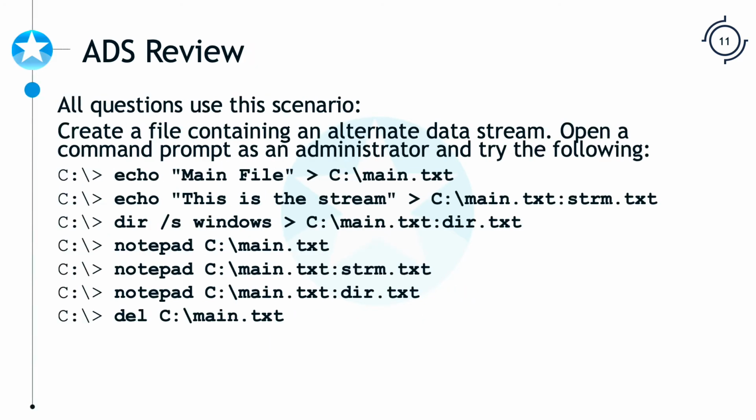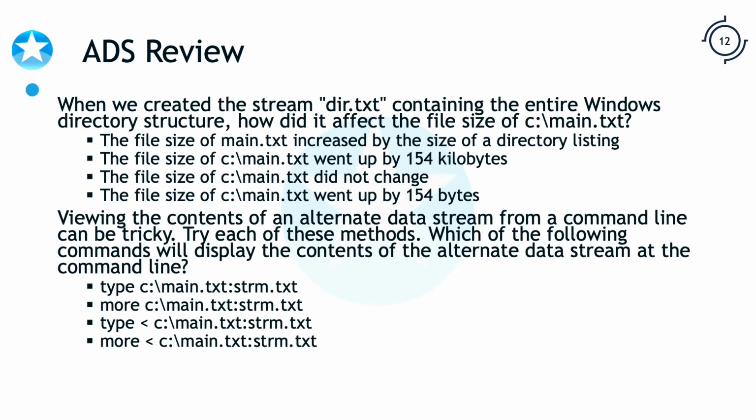Okay, it's time for a review. This is an exercise we'd like you to perform. What we want you to do is take a look at these series of commands. In fact, run these series of commands, and then we're going to answer the following questions. So pause it here, run through these commands, and then take a look at the next page. First question related to the commands on the previous page. When we created this stream, dir.txt, containing the entire Windows directory structure, how did it affect the size of main.txt? Is it going to be the same, larger, smaller, no change? We'll see.